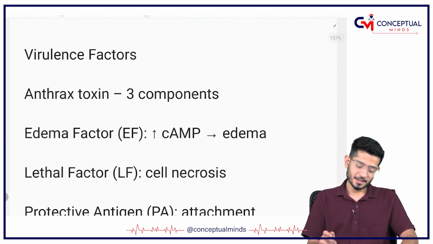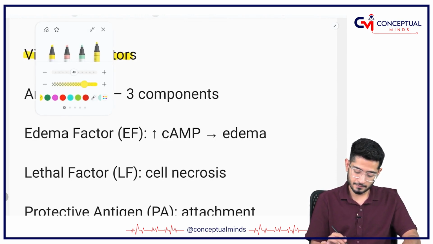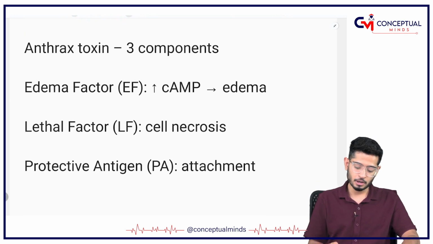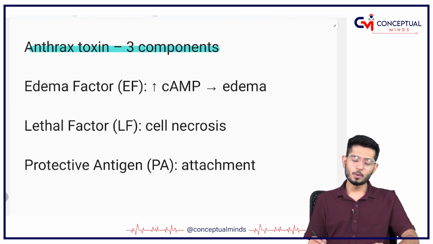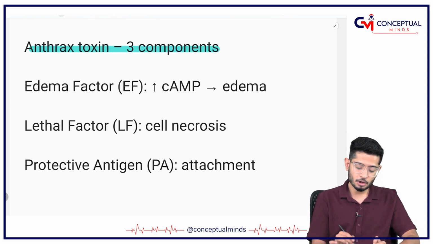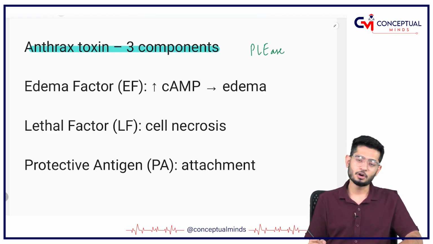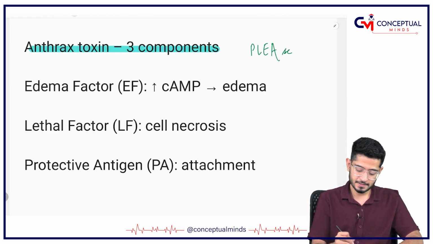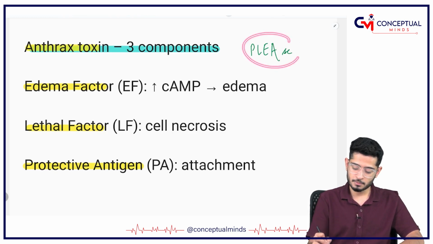Coming on to the virulence factors. So, remember my dear friends, in the virulence factors, you have got anthrax toxin, which has got 3 components. What are the 3 components? Please don't forget the 3 components. Please means P for protective antigen, L for lethal factor, E for edema factor, A for anthrax. So, this is my mnemonic to make you remember this.